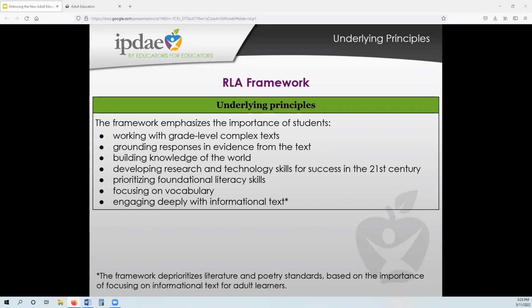Similar to the previous ABE framework, there is generally, in this case for adult learners, a deprioritization of the literature and poetry standards, not because they're not objectively important, and they are very much embedded in the K-12 standards. However, the decision was made with the working group to learn from the previous adult education standards and their focus on informational text, to pull that same principle over to make sure that we really spend the time needed when we have these shorter, more condensed and concentrated periods of time with adult learners, that we are setting them up for success by really supporting their ability to navigate complex informational text.